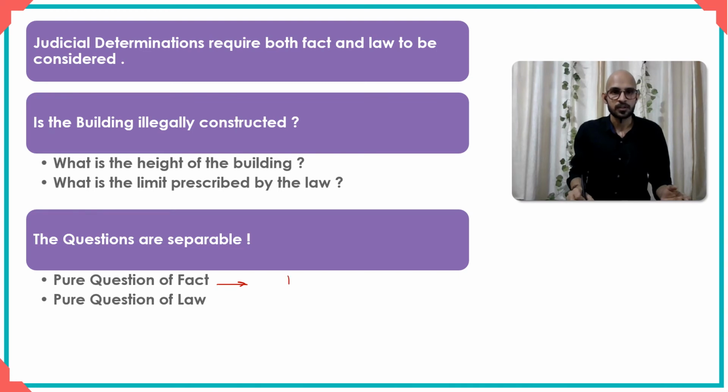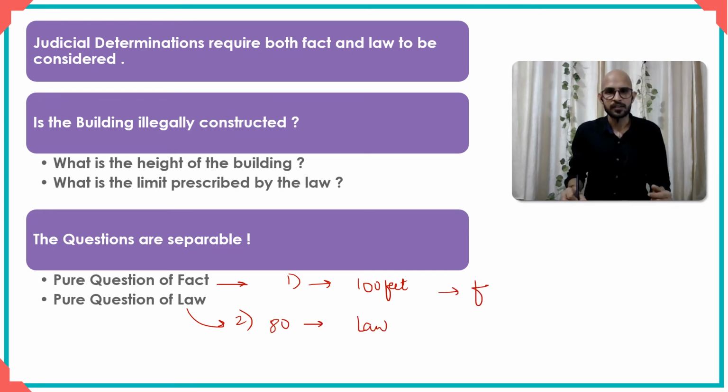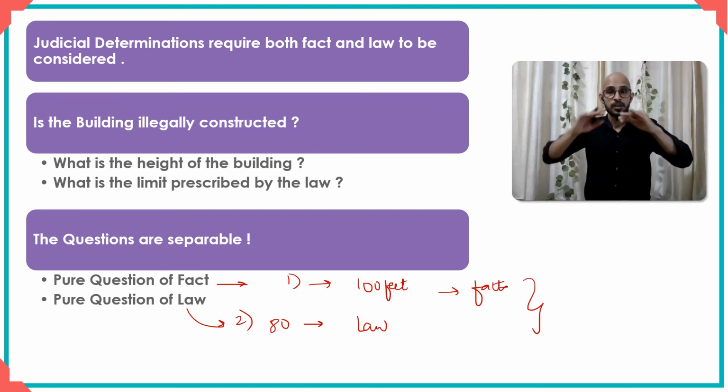The first question is a pure question of fact, 100 feet. You can calculate it. The second one, what is the limit prescribed by the law? Well, the answer to that is 80 feet. You find that answer in the law. This answer you find in the facts. So although you used both to decide the answer, the two are separable. You can distinguish the question of fact from the question of law. I hope this has clarified the point as regards question of fact and question of law with you.